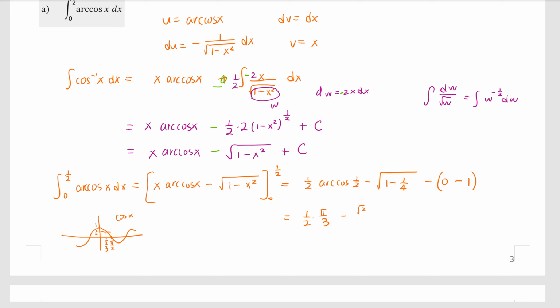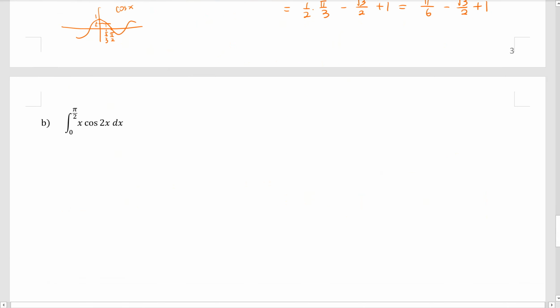So square root of 4 is 2. And then add 1. So we have pi over 6 minus root 3 over 2 plus 1. And this is our answer. So far, so good, everybody? Alright, let's continue.